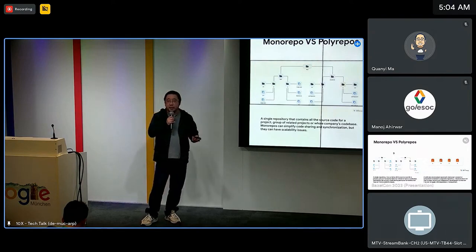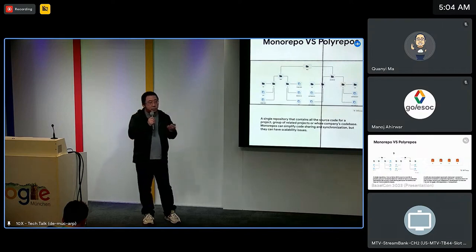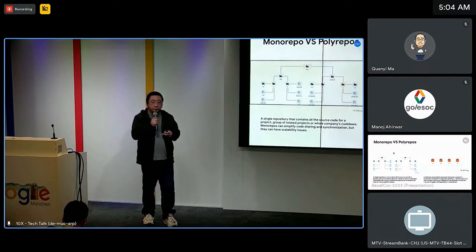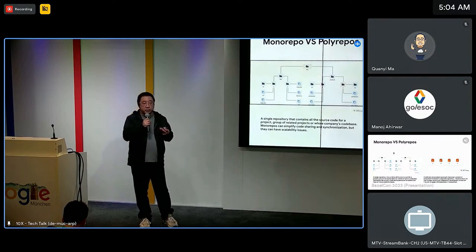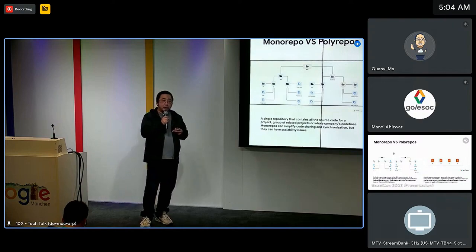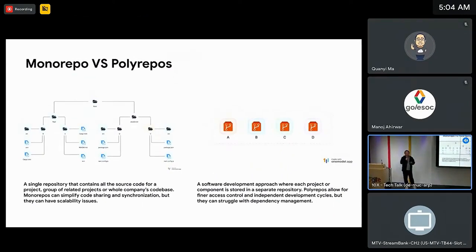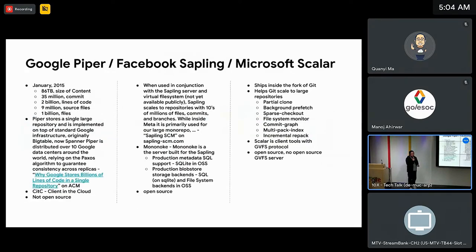On the other hand, we have polyrepos. Polyrepo means each component or project has a separate repository, and this approach becomes a challenge when we have multiple projects with multiple dependencies. Keeping projects up to date across repositories makes the dependencies complex. So let's see how big companies handle their Monorepo.